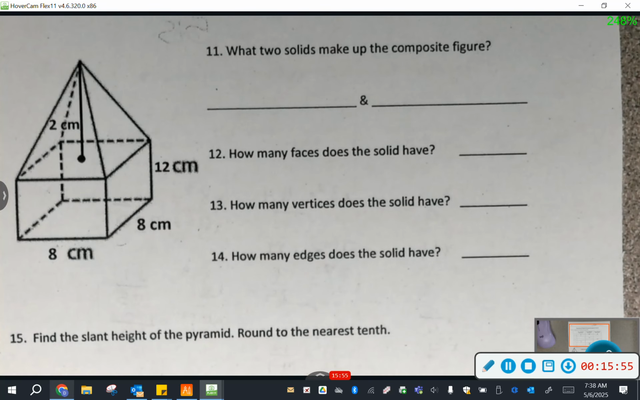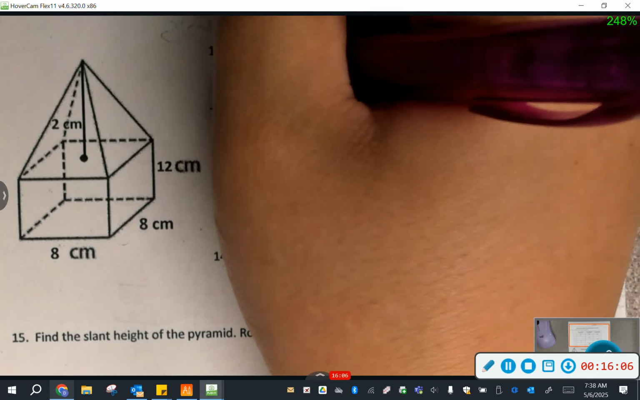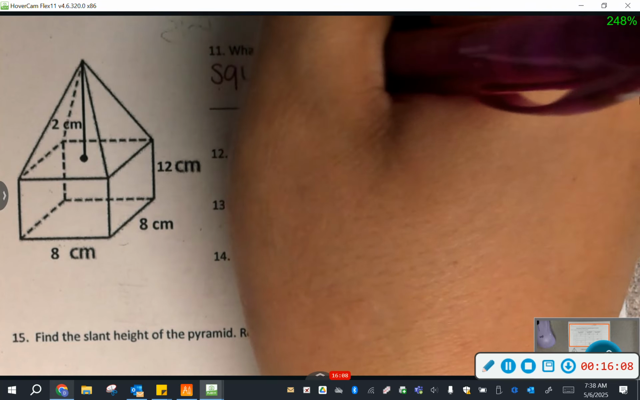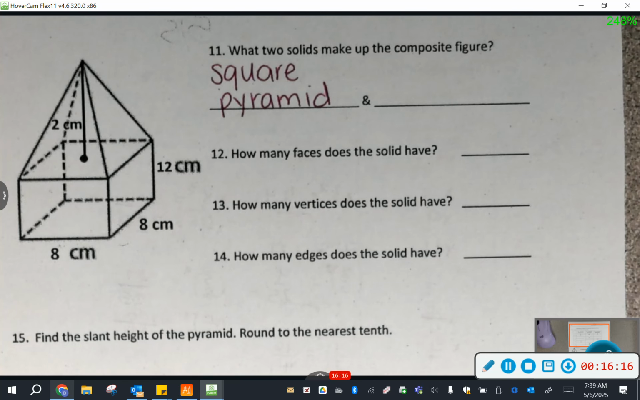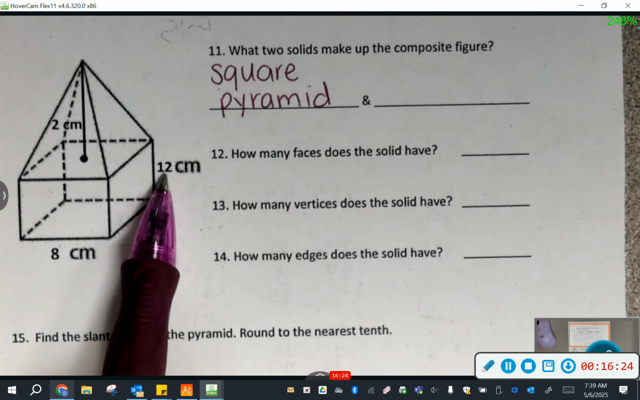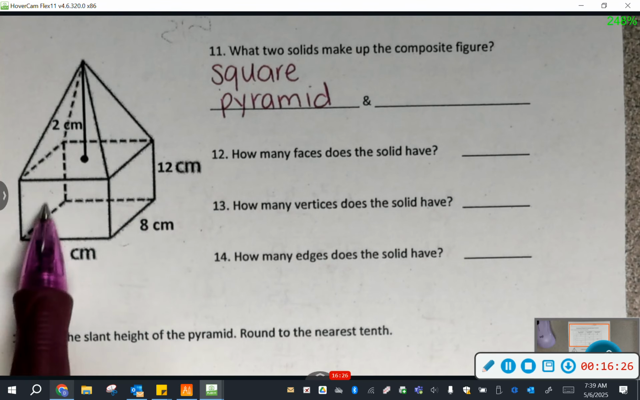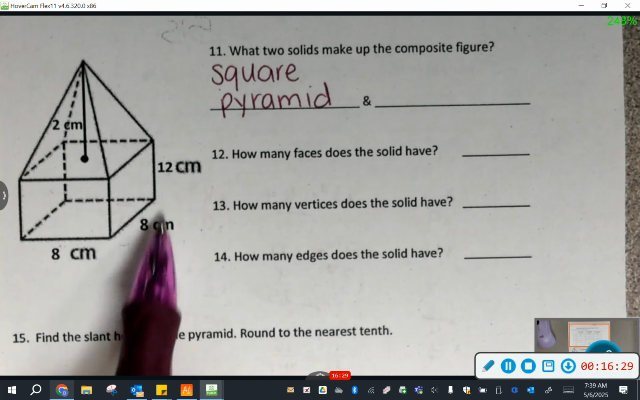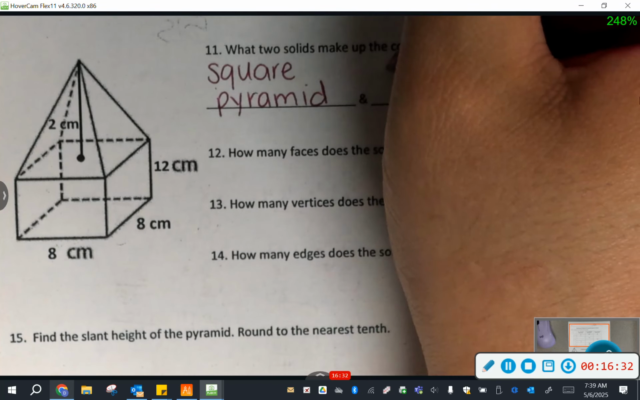What shape do you see? What kind of pyramid? A square pyramid. A square pyramid up top, and what's on the bottom? It's a rectangular prism. It would be a cube if this was also 8. I agree the base is a square, but because that's not 8, it's not a cube. So this is just a rectangular prism.